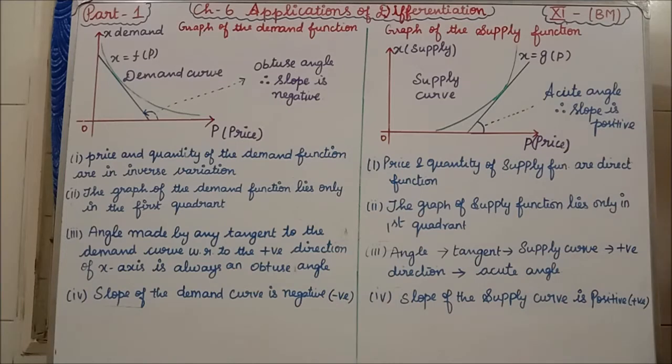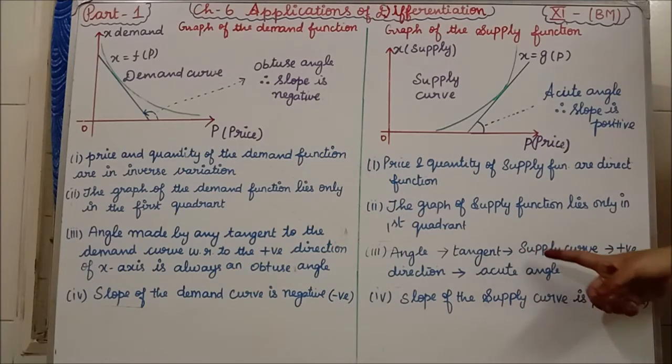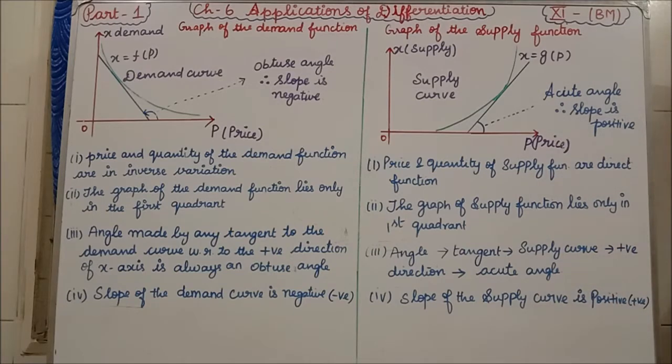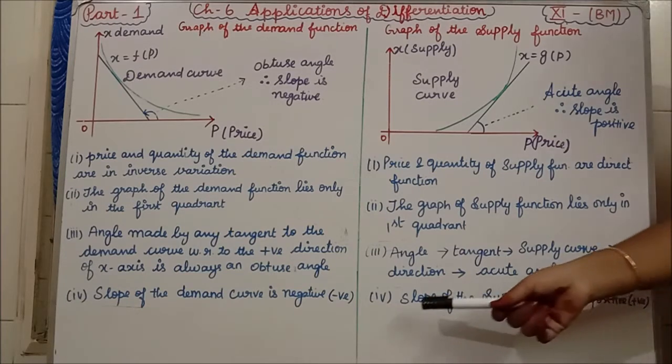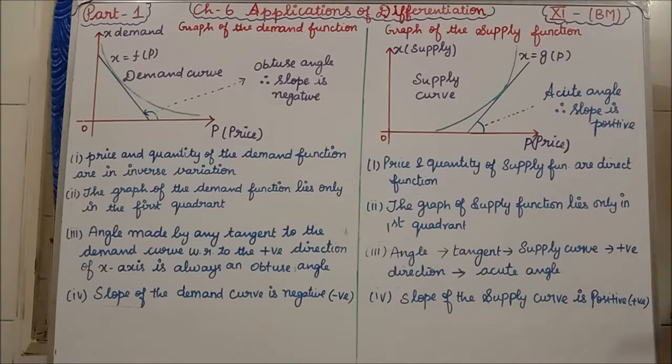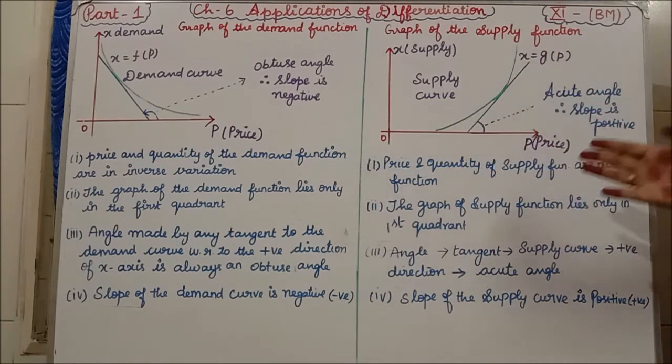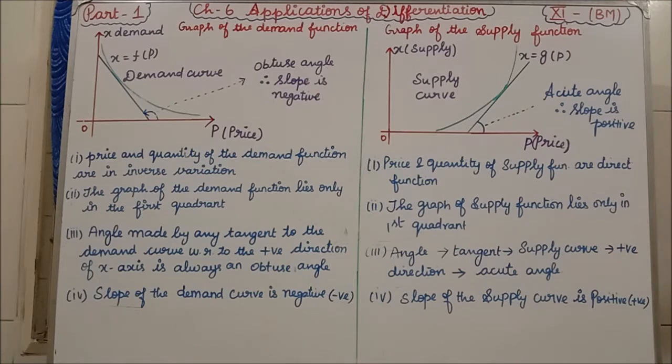If you see here, the tangent to the supply curve is in the positive direction with an acute angle, so it is positive. The last line: therefore the slope of the supply curve is positive. Here tan theta in an acute angle will be positive. Clear, students, about both curves? You have to know these introductions. Okay.